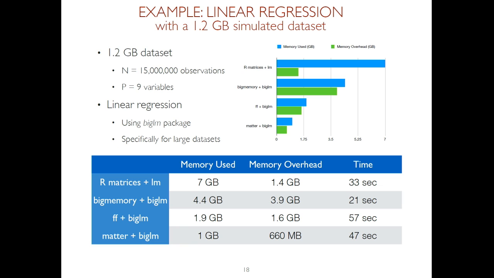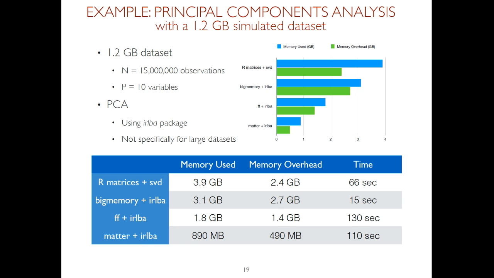This first example is just linear regression on a 1.2 gigabyte simulated data set. You can see that in general, Matter used much less memory than either Big Memory or FF. It was slower than Big Memory and faster than FF in this example. I'm going to move kind of quickly through these since I'm low on time. In this principal components analysis, again, Matter used less memory than Big Memory or FF. It was slower than Big Memory, but faster than FF.